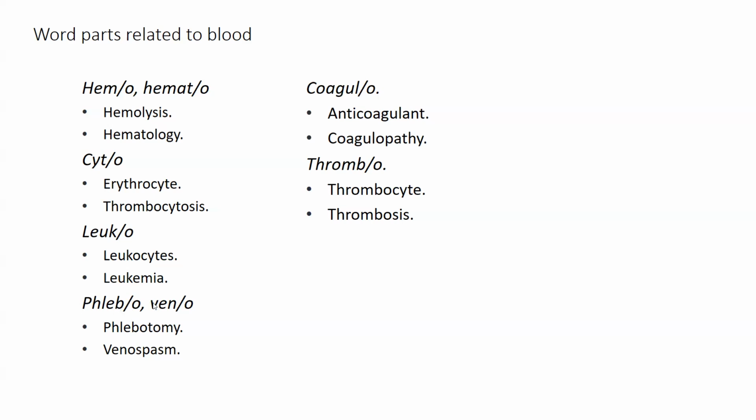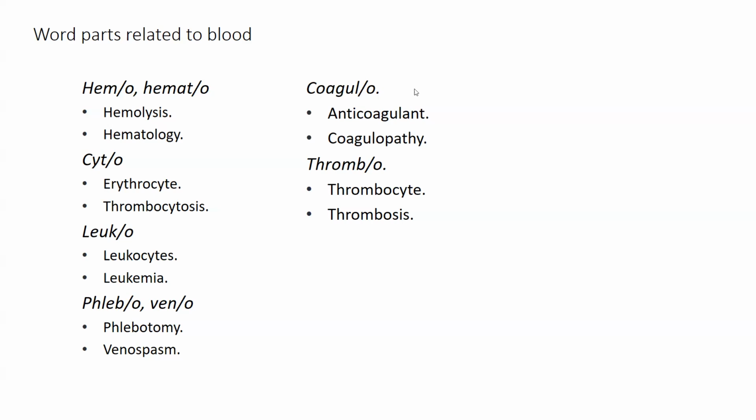Phlebo, funny word, and veno both mean veins specifically. So these both mean veins. And we'll come across this in the circulatory system, but phlebotomy literally means a procedure to make an incision into a vein. Functionally, phlebotomy is drawing blood from somebody. So a phlebotomist isn't just somebody who makes incisions into veins, it's somebody who draws blood. A venospasm would be, of course, a contraction of a vein.